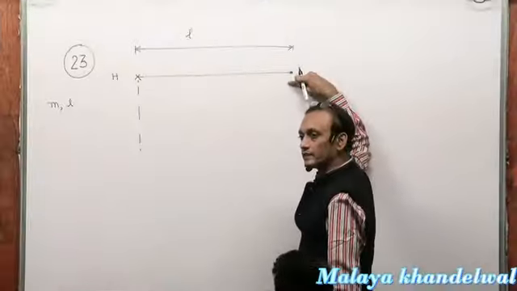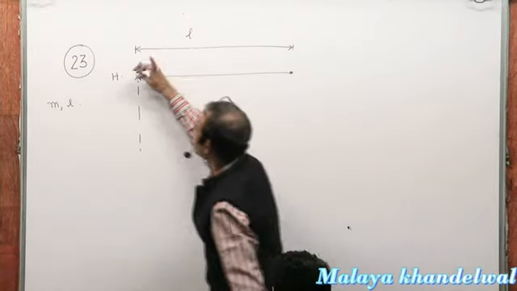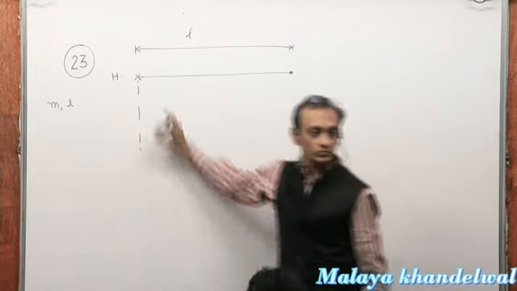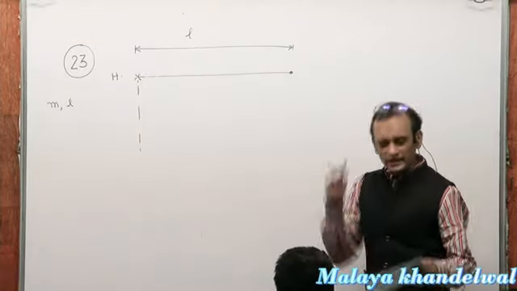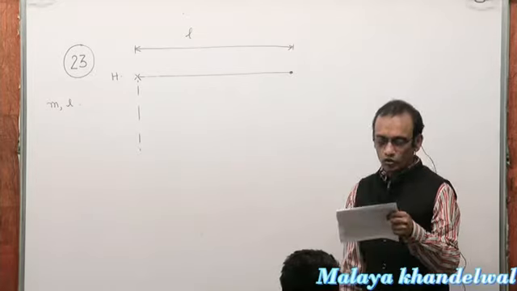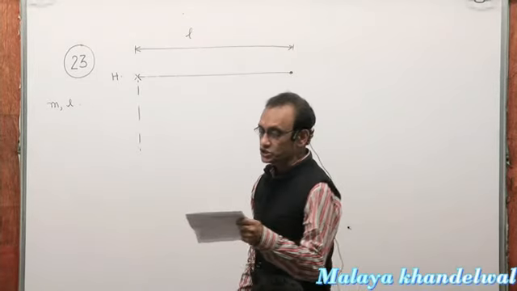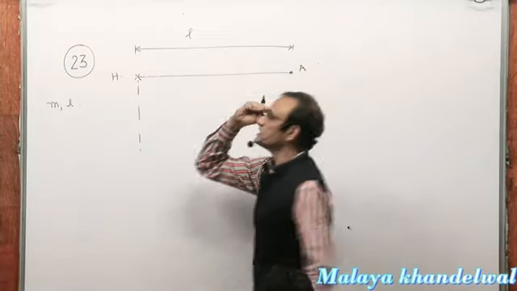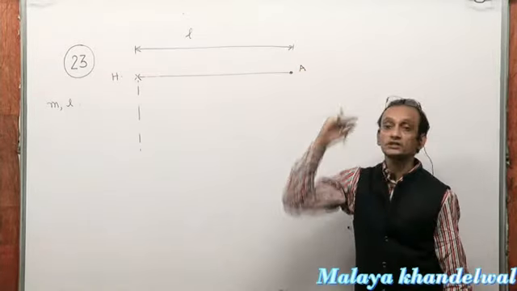Rod, mass M, length L, fixed at the edge. This is my hinge, and this therefore will be my axis of rotation, perpendicular to the plane of the board. Now at the initial instant of time, we want to compute the tangential and radial acceleration of the point A.